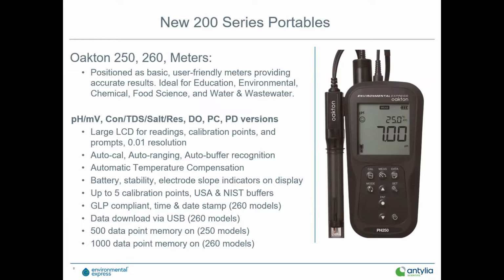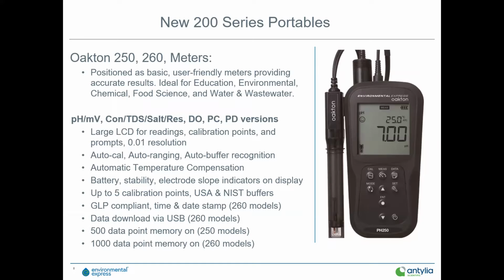The 250 model can hold 500 data points, which you scroll through on the instrument. If your regulator requires you to electronically document, then you would have to go with our model 260, which is its sister instrument. It has 1,000 data point memory, and you can download via USB cable. It is GLP compliant with time and date stamp on all the measurements that are taken.